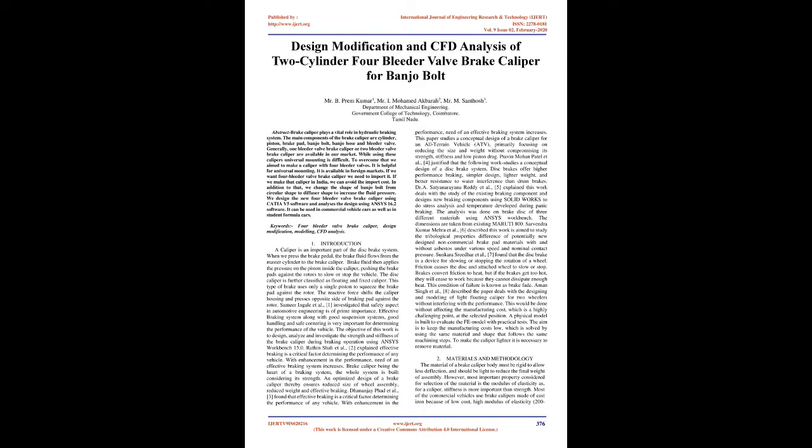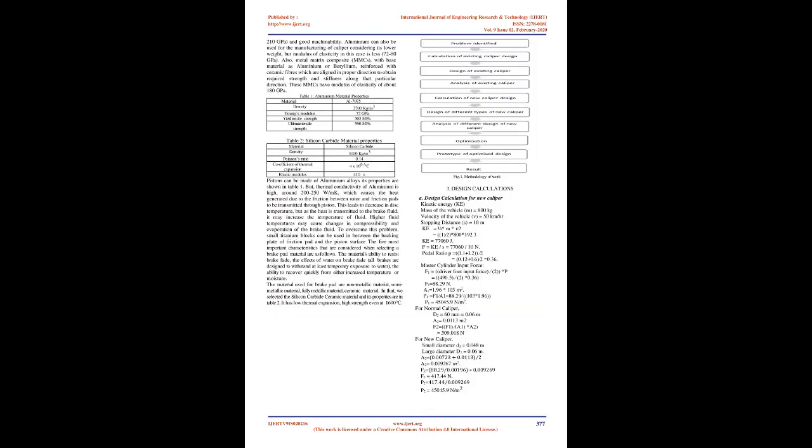Rathan Shah et al. [2] explained effective braking is a critical factor determining the performance of any vehicle. With enhancement in the performance, the need for an effective braking system increases. Brake caliper being the heart of a braking system, the whole system is built considering its strength. An optimized design of a brake caliper thereby ensures reduced size of wheel assembly, reduced weight, and effective braking.